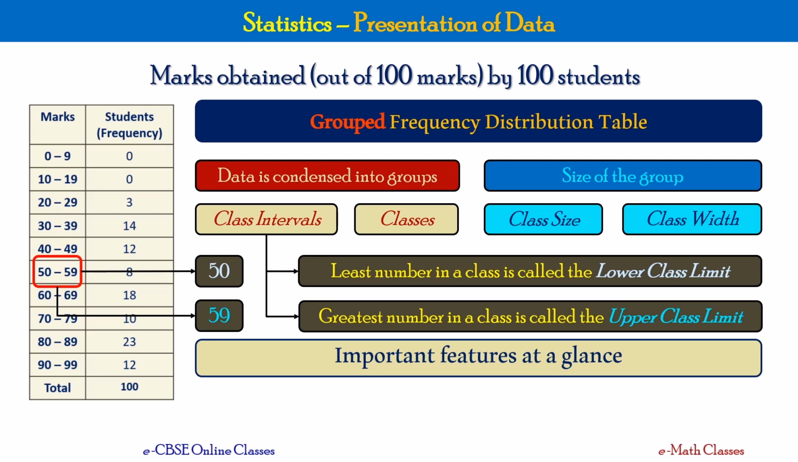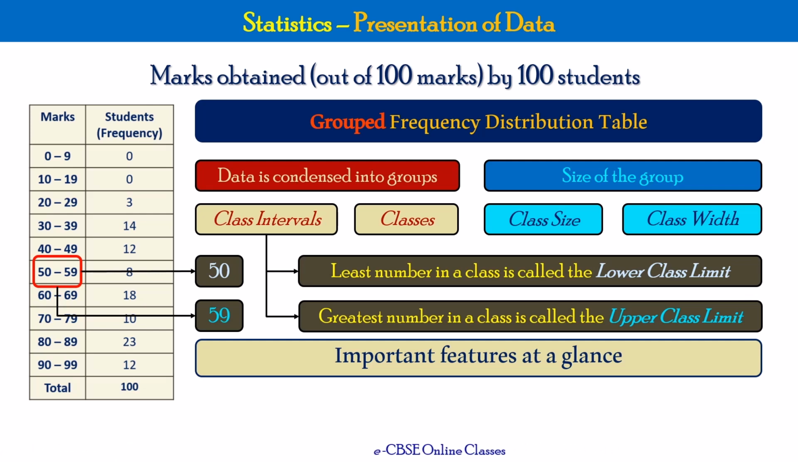Are there any rules for making or condensing the data into groups? There is only one rule that you need to follow. You need to make sure that no two classes are overlapping. You can see that 10 to 19 and 20 to 29, there is no overlap, correct? So I have followed that rule.